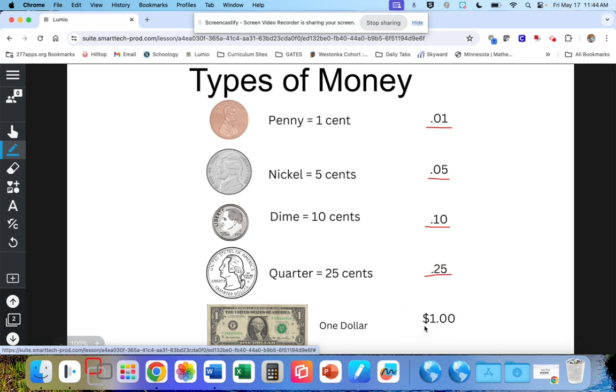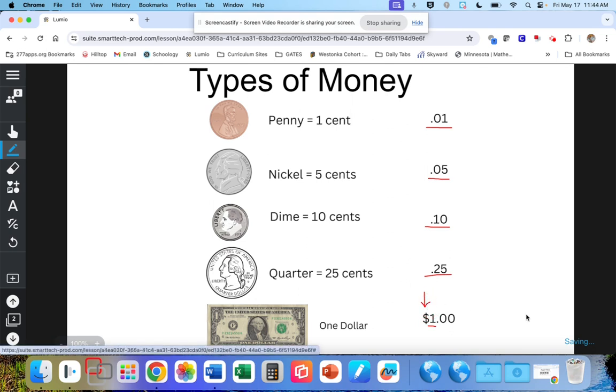And then we have all the different types of bills. I'm just going to show you the dollar bill. And notice that we have the one in front of the decimal. Also, something important to notice is the location of the dollar sign.